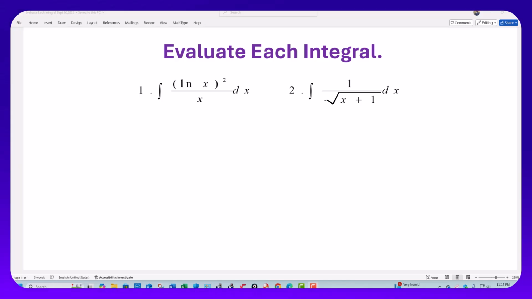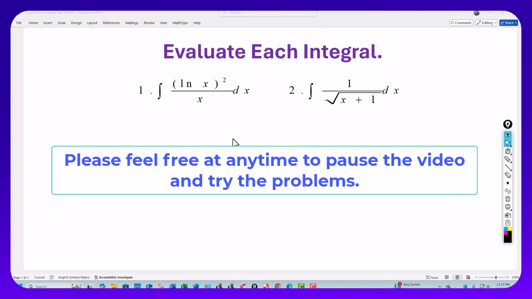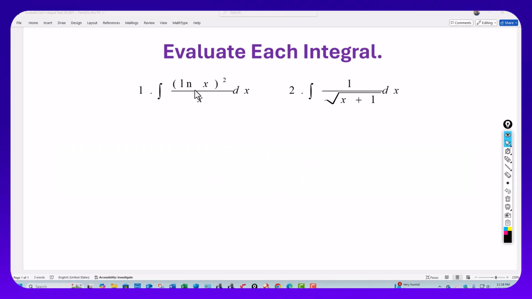In this video, we have two integrals to evaluate. So let's look at number one. Which method would you use? This can involve more than one method as usual. U-substitution, integration by parts maybe. Can you see which method would work? Is there one that's obvious to you?